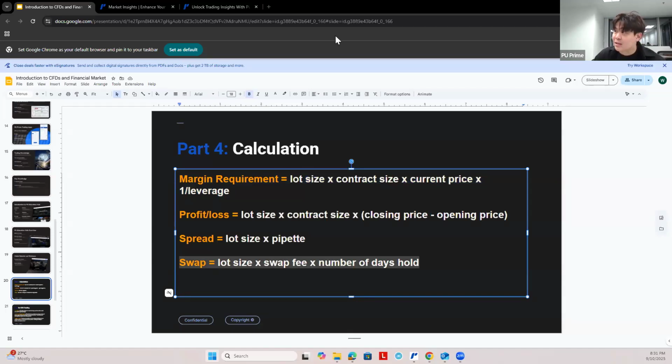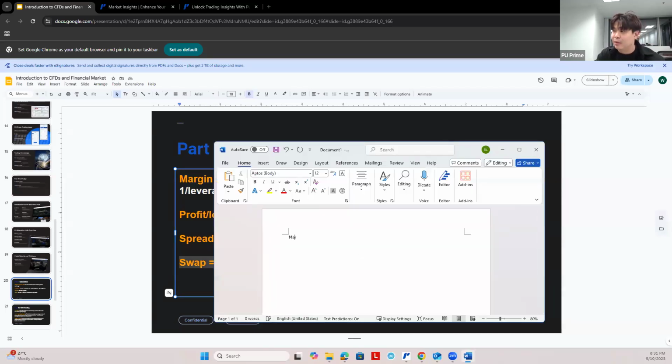So the first thing is margin requirement. And what is margin requirement? Some new traders might not understand what margin requirement is, but to explain in layman's terms, margin requirement is the minimum deposit you need to make the trade.